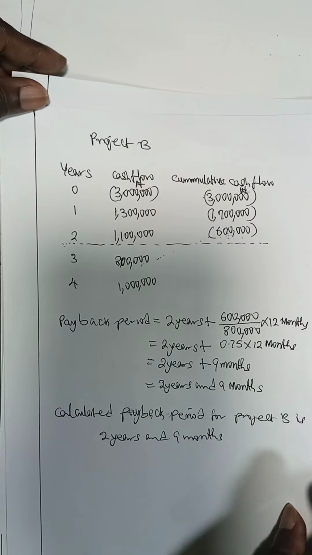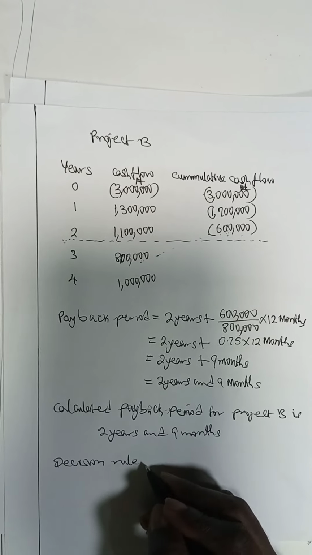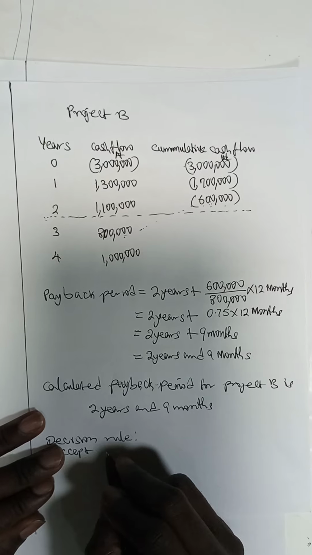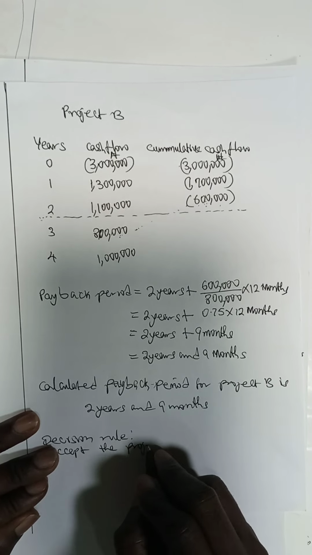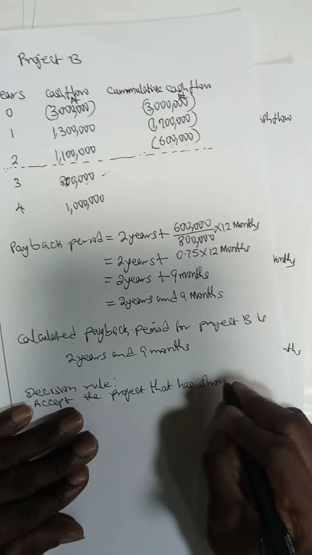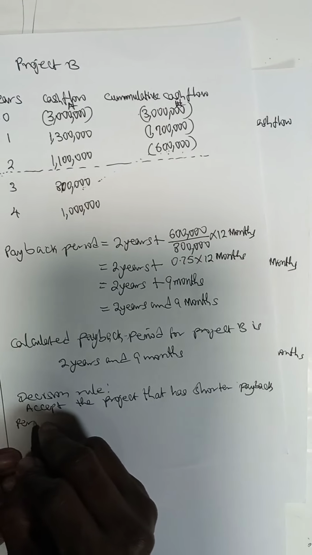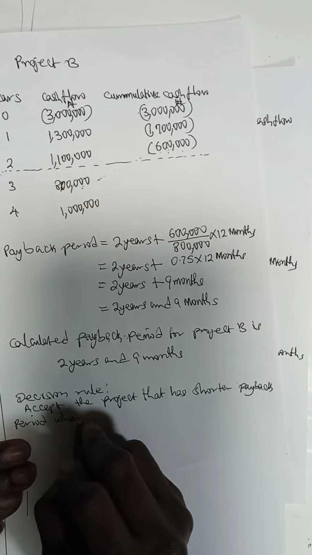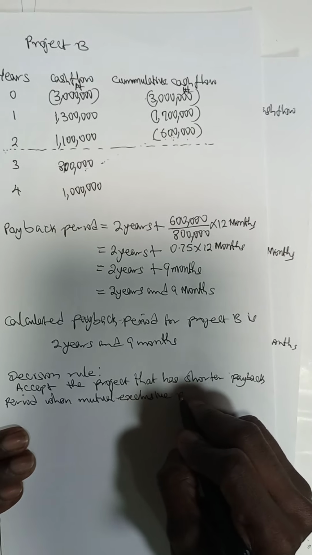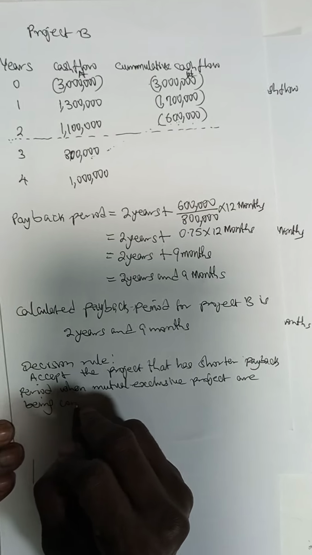So we now say our decision rule. You can write decision rule: accept the project that has the shorter payback period when mutually exclusive projects are being considered.